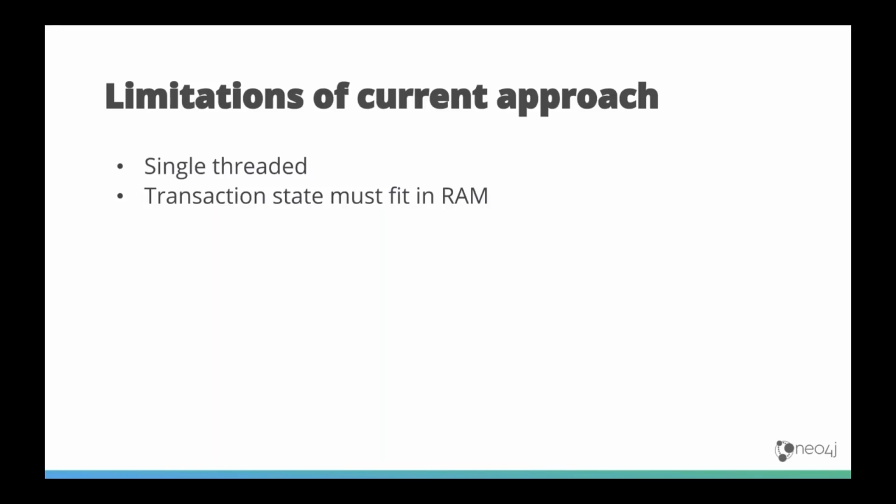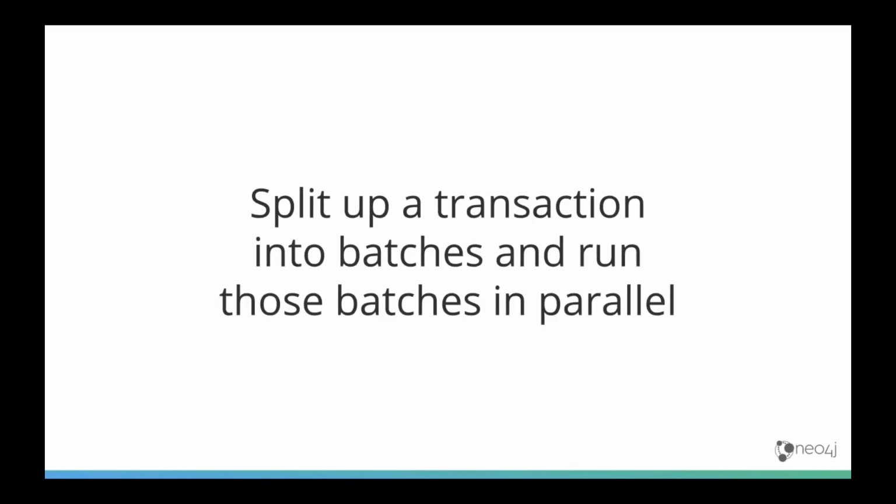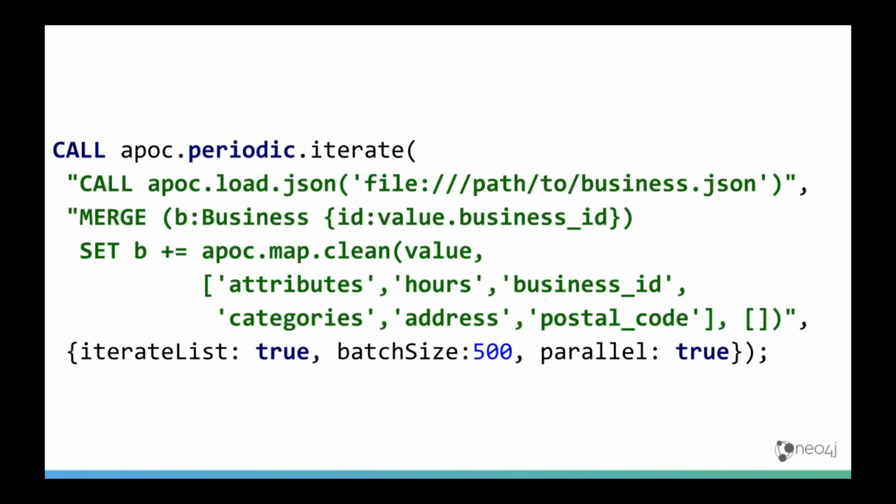So what we actually want to do is get some help and not do all of that in one big transaction, but maybe batch it up a bit. There's a tool called APOC periodic iterate, which is very handy for these big data imports, often for when we're just starting out with a data set. And it does exactly what we need. It splits up a transaction into batches and then optionally runs those batches in parallel. So let's have a look at what that would look like.